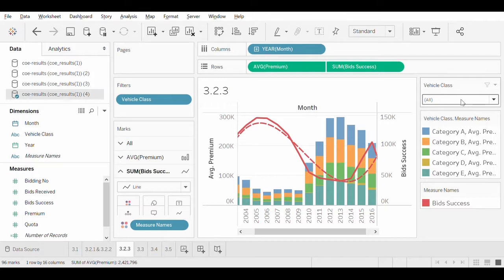An example of this relationship can be seen in the year 2005, where the number of bid successes is at its peak, whereas the average premium is at one of its lowest compared to the other years.